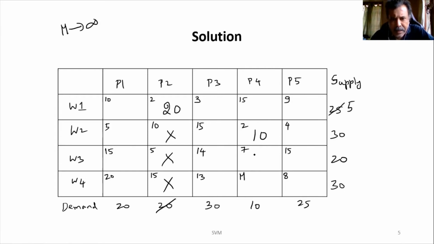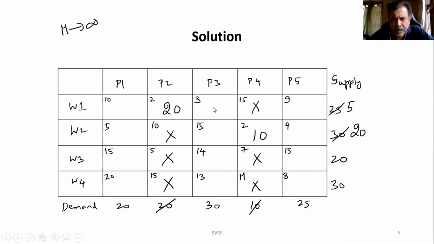Since 10 is allocated, no more allocation here, here, or here. This 10 will be closed. Since 10 is already done, this 30 will reduce to 20. Then the next least cost is 3, and 3 is occurring in only one place, this place only. So let us do our allocation here.